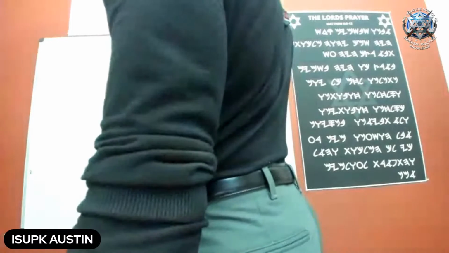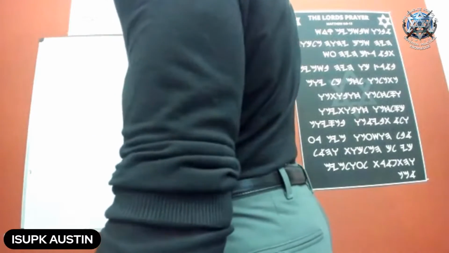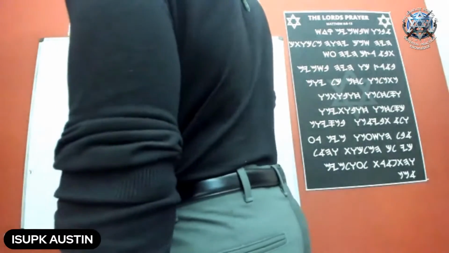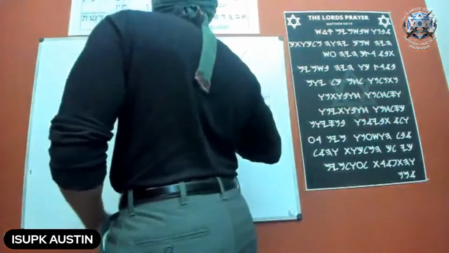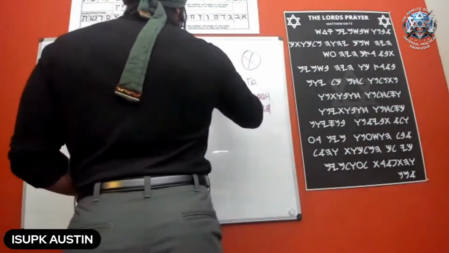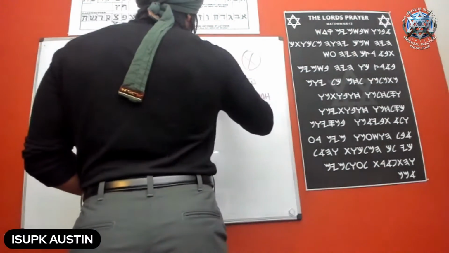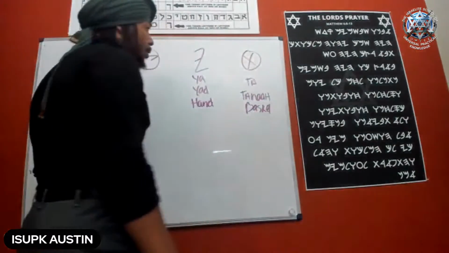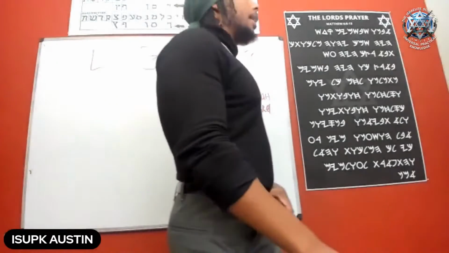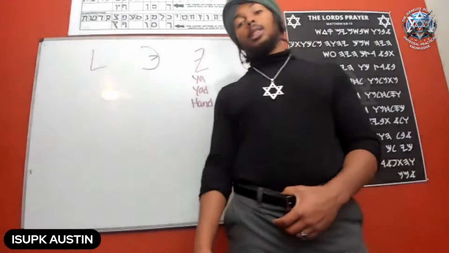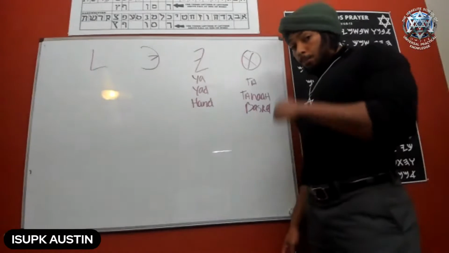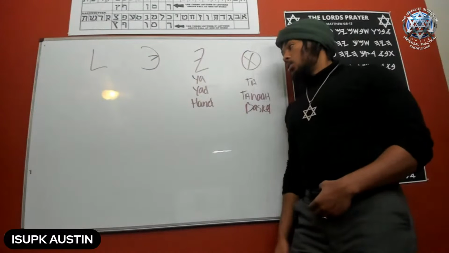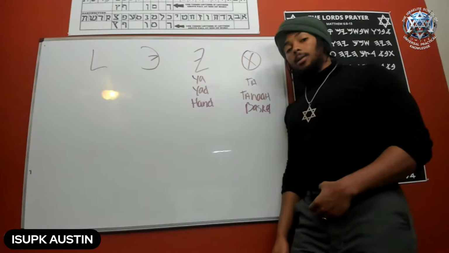The next one we have is Yah. What is Yah? Yah comes from Yad, which is your hand. So when we say Yad Karab, that's what we're saying: hand sword. Yad Karab, hand sword. All right.